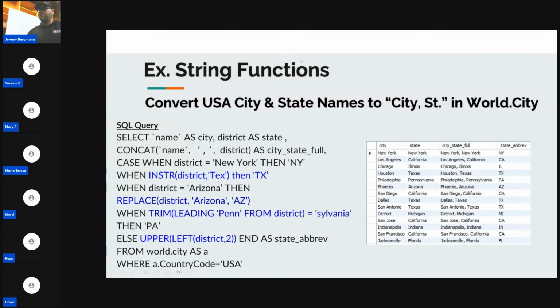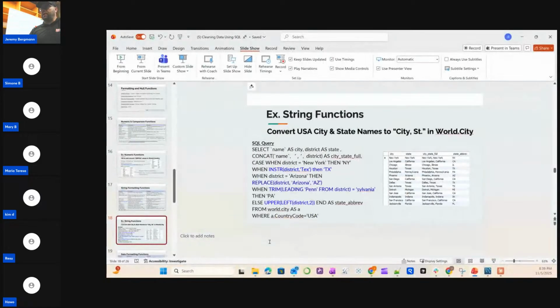Okay, so that's where we talk about cleaning it and organizing it for analysis. These string functions convert USA city and state names into city, comma, state in world.city. So we have this big case statement, and you can concat the name and the district to create city_state_full. So you're just taking name, comma, district, concatenating those two fields with the comma in the middle of every one of them as you go down the table. And then the case statement is creating these state abbreviations. So we'll take a step-by-step look at how this works.